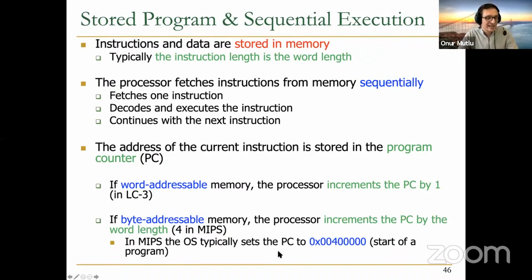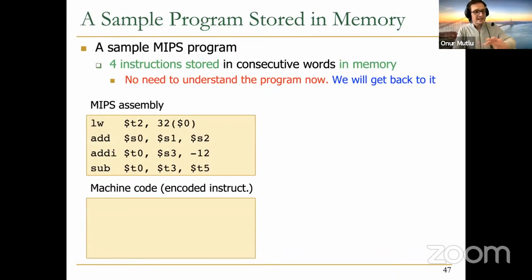So basically, initially in MIPS, the operating system typically sets the program counter to this value, which indicates the start of a program. And then you go to this value plus 4, and then that plus 4, and then that plus 4, so that you keep fetching and executing consecutive instructions until you reach a control flow instruction, which we will talk about, that changes the flow of control. Okay, let's take a look at a high-level program stored in memory. Again, you don't need to understand the program now. We will get back to it. We'll build up to it, actually. But this is a sample MIPS program, for example.